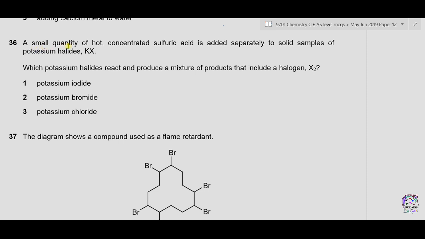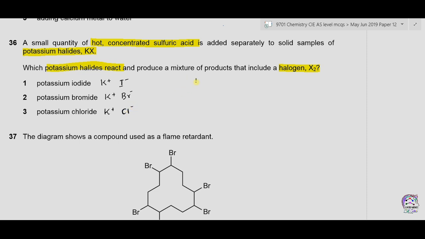Question 36. A small quantity of hot concentrated sulfuric acid is added separately to solid samples of potassium halides. Which potassium halide reacts and produces a mixture of products that include a halogen X2? One is potassium iodide, so we have potassium ion and iodide ion. Second is potassium bromide, so we have K+ Br- and K+ Cl-.